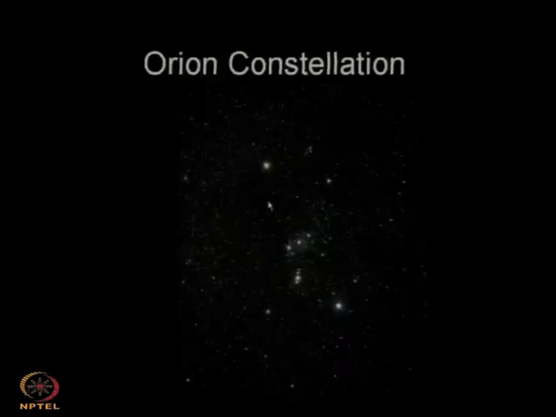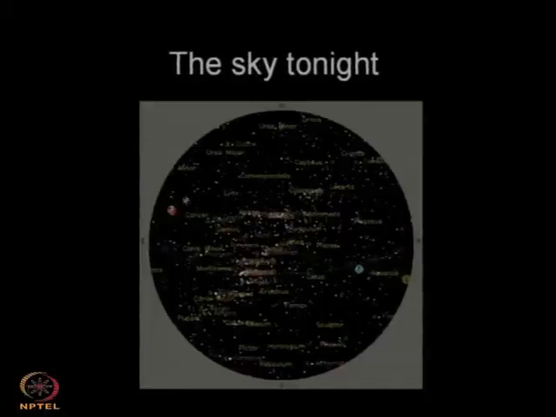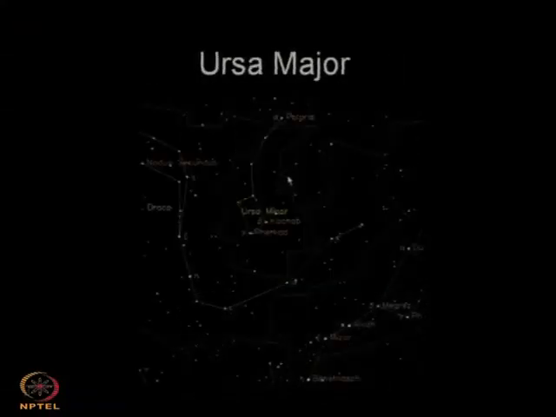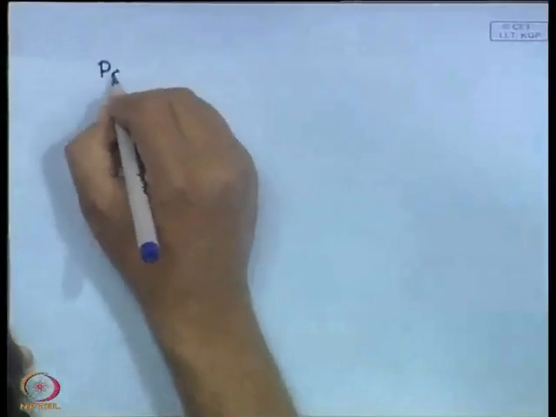Let me again go back to the picture of the sky. Ursa Major and Ursa Minor appear over here in these regions to the north. And what is interesting is that this constellation essentially points to the pole star. So this is the pole star, Polaris.